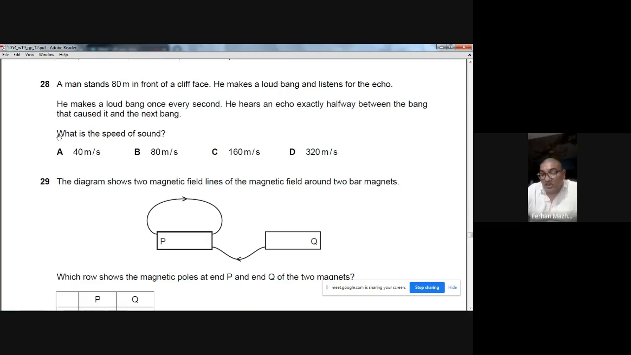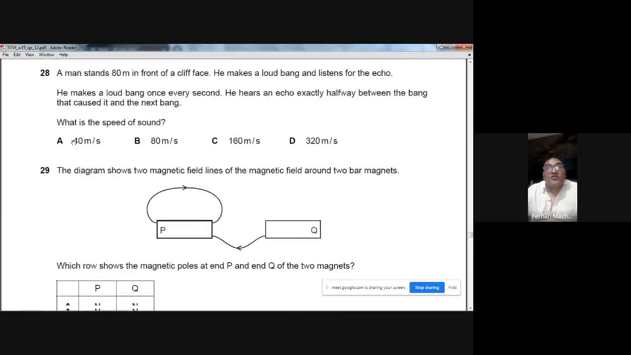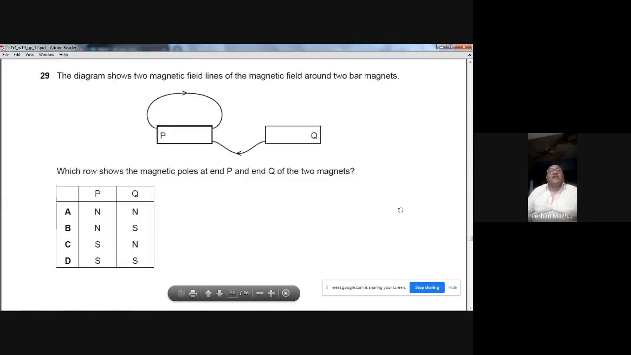Sorry. Question number 28, D, 320 meter per second, is the option G. Question number 29 is right now on your screen. The diagram shows two magnetic field lines of the magnetic field around two bar magnets. Which row shows the magnetic poles at the point?